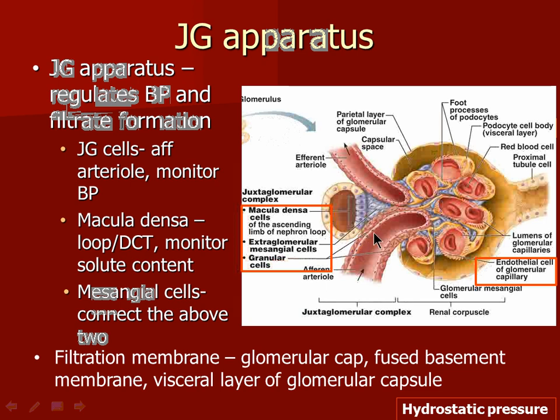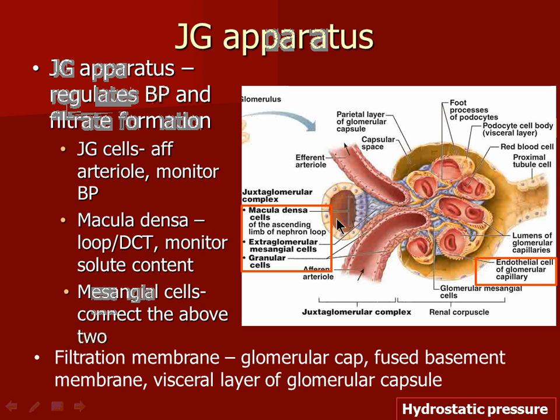Then very close to the JG cells, the ascending limb of the nephron loop and the adjacent distal convoluted tubule come very close to the afferent arteriole. Some of the cells of the ascending limb and the distal convoluted tubule, most of them cuboidal in nature, get really tall and form special cells which are known as macula densa cells. So these are of the ascending limb and the distal convoluted tubule, which comes very close to the afferent arteriole.